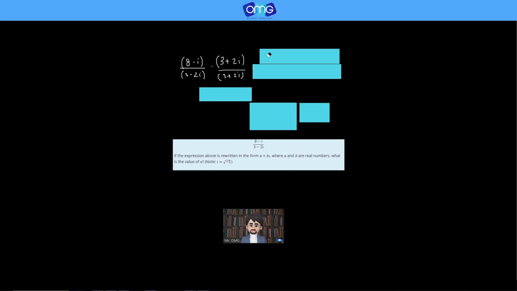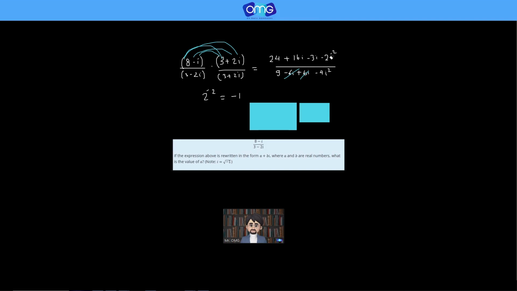So we use the expansions. We get 24 plus 16I minus 3I minus 2I squared. We use expansion for that, and we do the same thing for the bottom one, which is this. We can see that this is crossed out. And since I squared is minus 1, we substitute, and we get 26 plus 13I divided by 9 plus 4. This is 13. So divide by 13, 26 divided by 13 is 2, plus I. And that will be the answer, which is A equals 2.